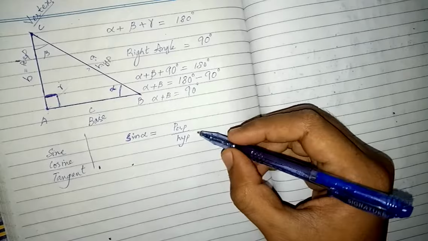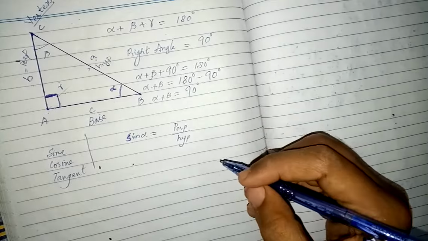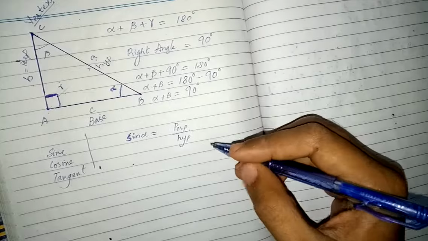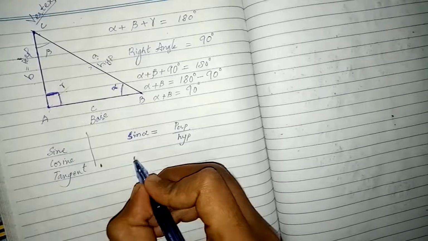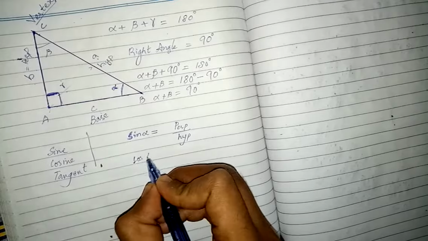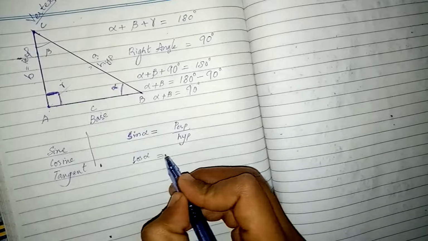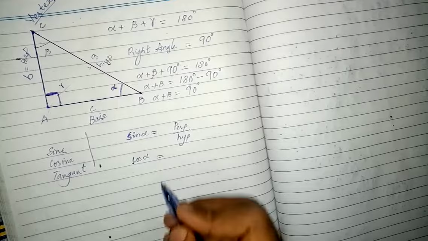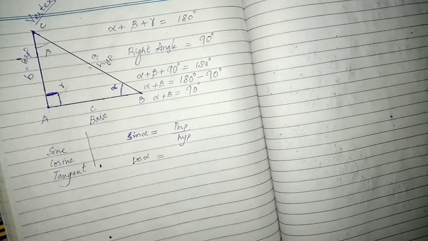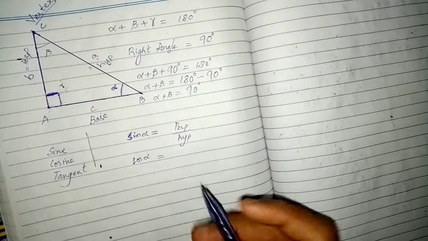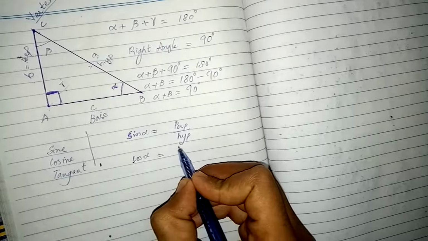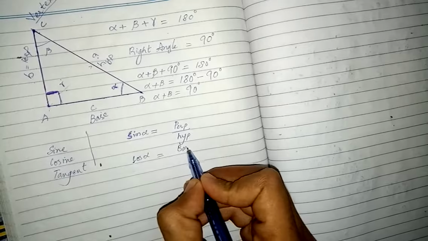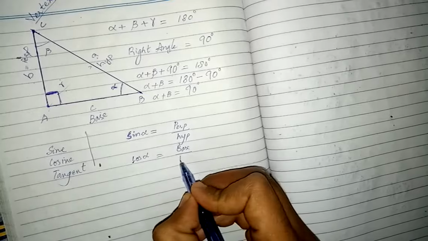Or generally we can say that the sine is the opposite side of the angle divided by the hypotenuse of the right angle triangle, and the cos according to the alpha, then cos is the adjacent side of the angle divided by the hypotenuse of the right angle triangle. So adjacent side here is base divided by hypotenuse.